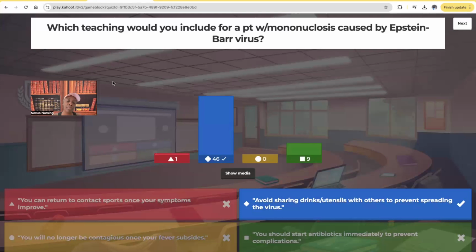I'm happy only 9 people chose this answer. How are you going to start antibiotics when this is a viral infection? Antibiotics are given for bacterial infections. In the question, it tells you it's caused by Epstein-Barr what? Virus. This is a viral infection. Do we ever give antibiotics for viral infections? Absolutely not.